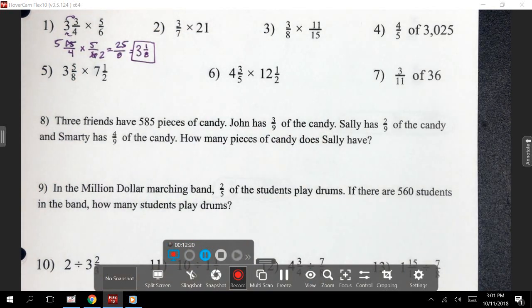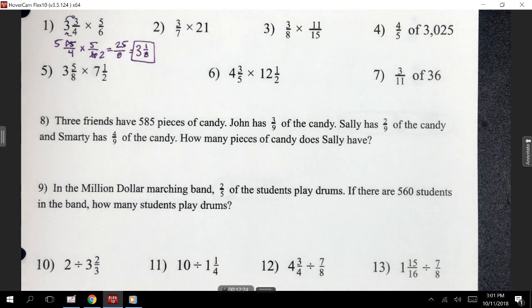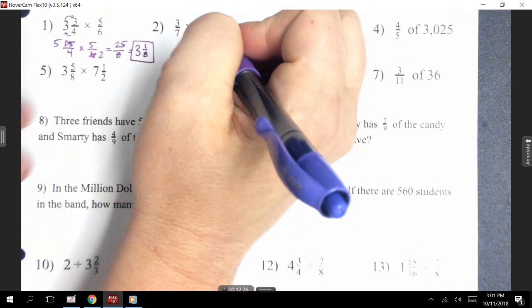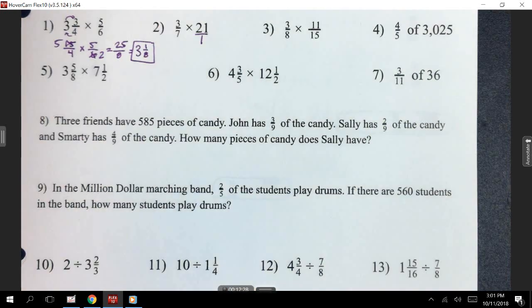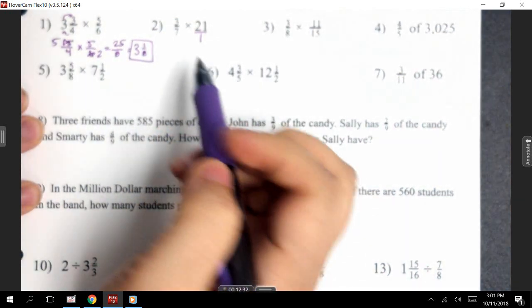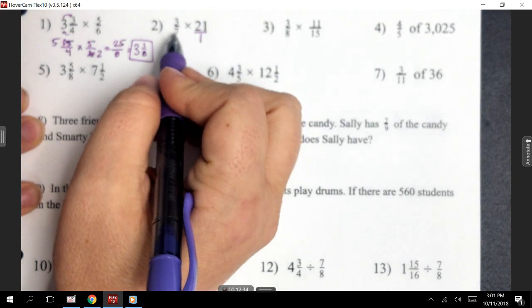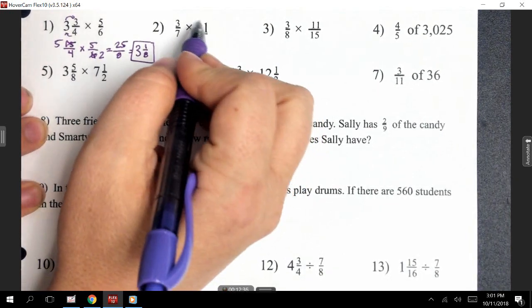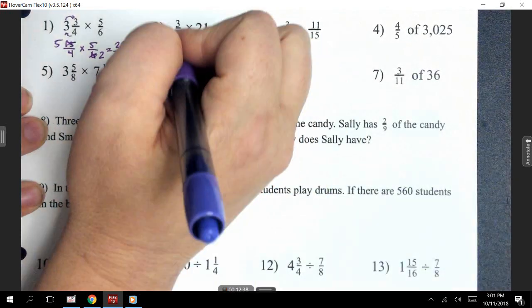All right, on number 2, in order to multiply this, the first thing we have to do is put my 21 over 1. Now I have 3 and 21 on top, 7 and 1 on the bottom, looking for something that'll simplify. I know 7 can go into 7 and 7 can go into 21, so I'm dividing them.